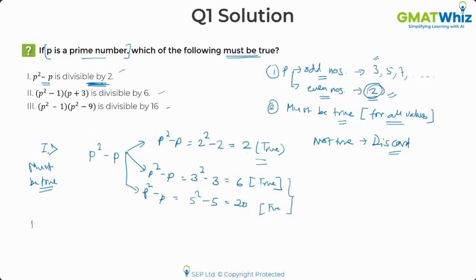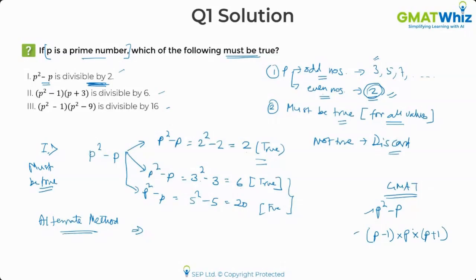Since this is a slightly easy one, I would just want to very quickly discuss the alternate method, because it can be useful in some other question. GMAT loves considering these kinds of expressions, like p square minus p, and you need to understand their meaning so that in the exam, instead of plugging values, you can directly infer. If you see p square minus p and take p common, you'll get p times p minus 1.